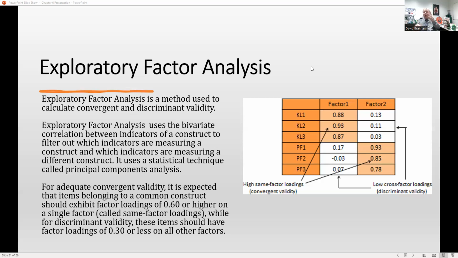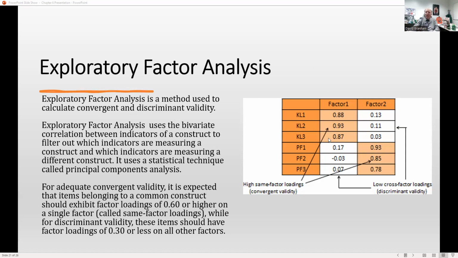A person who answers one will probably answer correctly on the next one, and correctly on the next one. That correlation will give you a high factor score. If you have factor loadings of above 0.6, they're telling you that you're measuring the same thing, that you have convergent validity here.